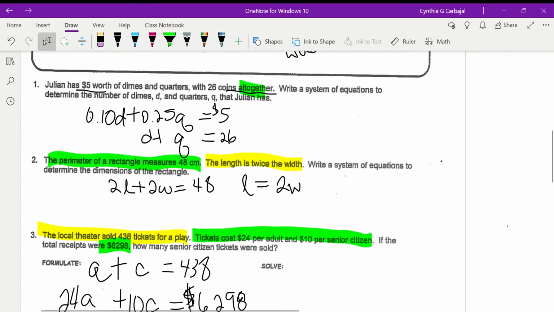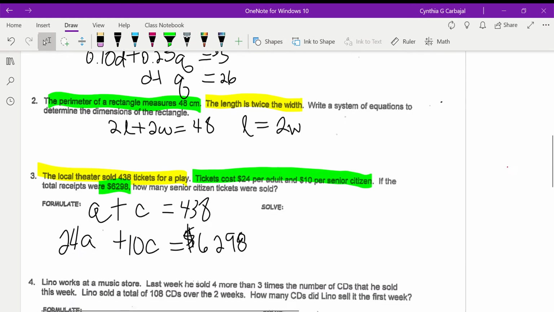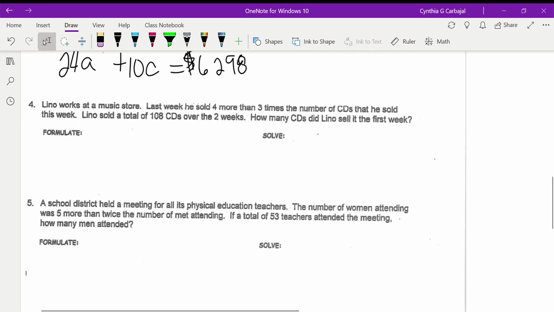So again, just so you know where I'm getting it from, total is right here under addition. So this one for sure tells us one of them is a total. So I'm going to start with that one because it's the easiest. He sold a total of 108 CDs. So again, we set it equal to that total. We should be adding the two things we're talking about.